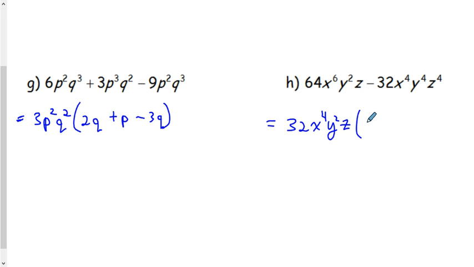64 divided by 32 is 2. I'm dividing 4 of the X's out, leaving me with 2 of them. I'm dividing both of the Y's out and the Z out. So that's it. My next term, 32 divided by 32 is just 1. I'm dividing all 4 of the X's out. I'm dividing 2 of the Y's out, leaving me with 2 left over. And I'm dividing 1 of the Z's out, leaving me with 3 left over.